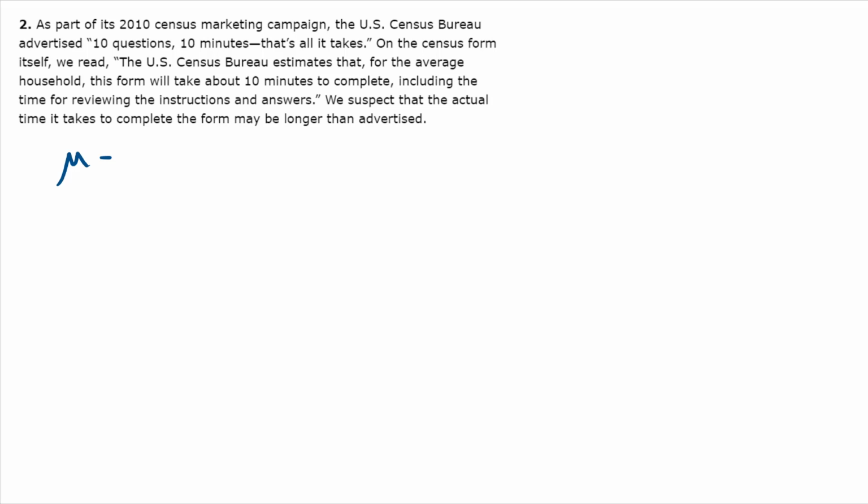So for the mean, mu is the mean time it takes to complete the 10 question census form. We'll just say complete the census form. Alright, so we got our census form there.